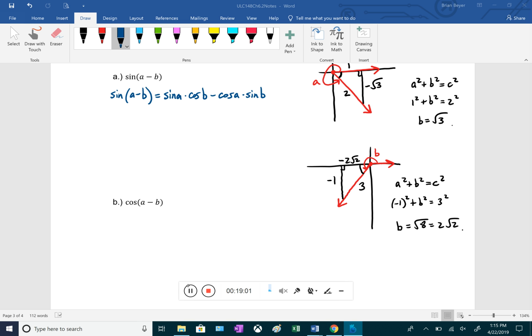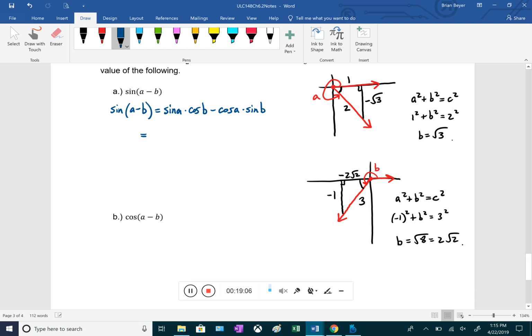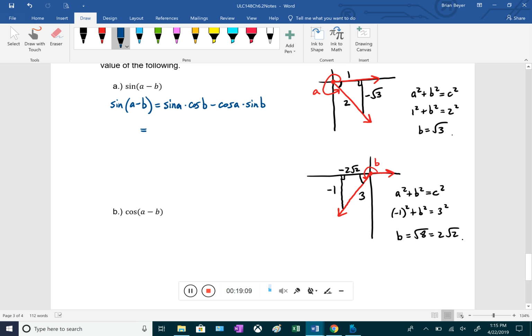So sine A is going to be triangle A over here on the right. Sine A, opposite over hypotenuse, that's negative radical 3/2 times cosine B. Cosine B is using that triangle on the bottom. That's adjacent over hypotenuse, negative 2 radical 2/3. And that's going to be minus cosine A, which is given to us, 1/2, times sine B, which is given to us, negative 1/3.